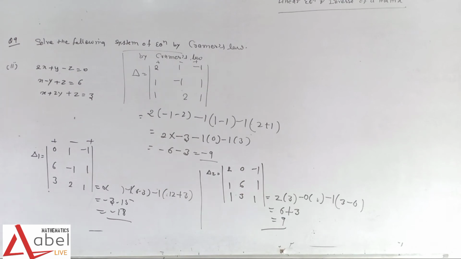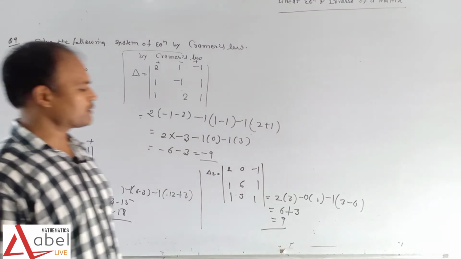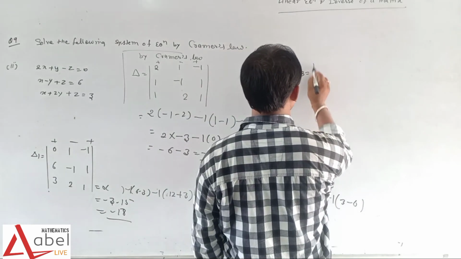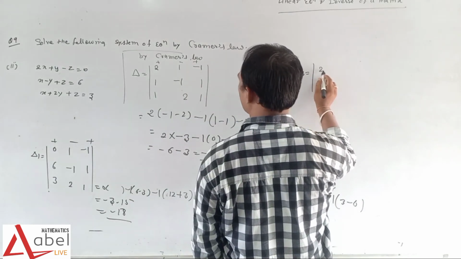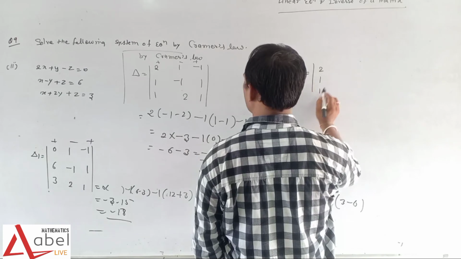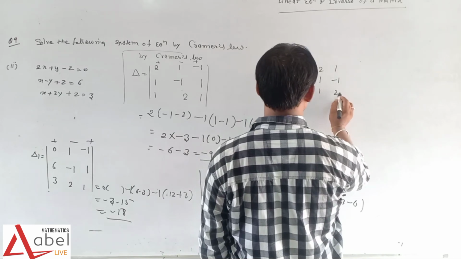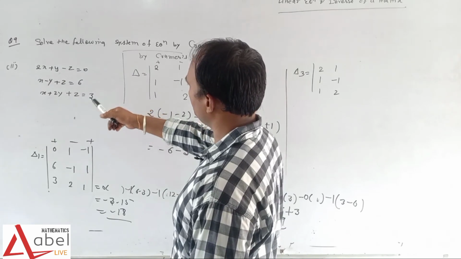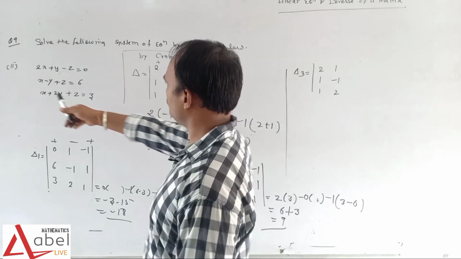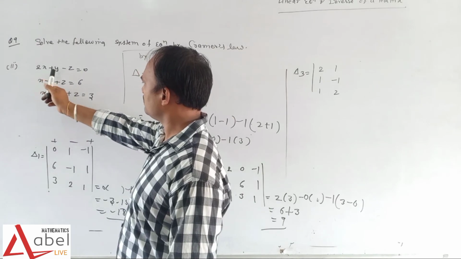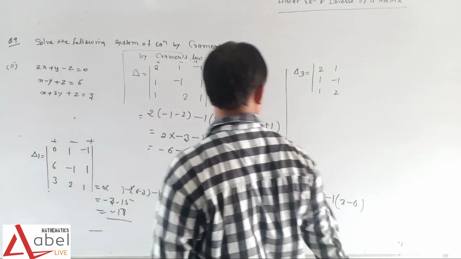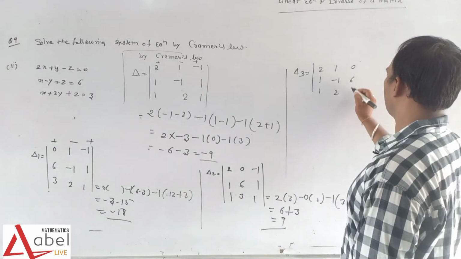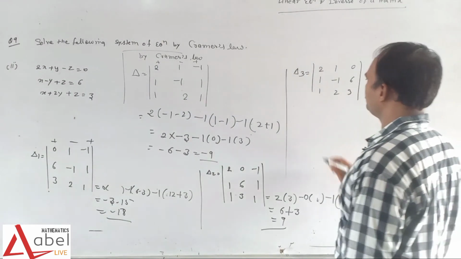Now we have to find the value of delta 3. What about the delta 3? When we have to find the value of delta 3, we can say that it is 2 1 1, 1 minus 1 2, 2 1 1, 2 1 1, 1 minus 1 2, and the last one is 0 6 3. So this is the value.